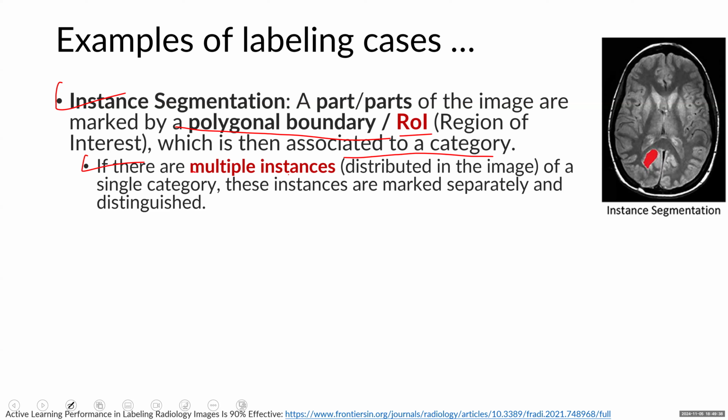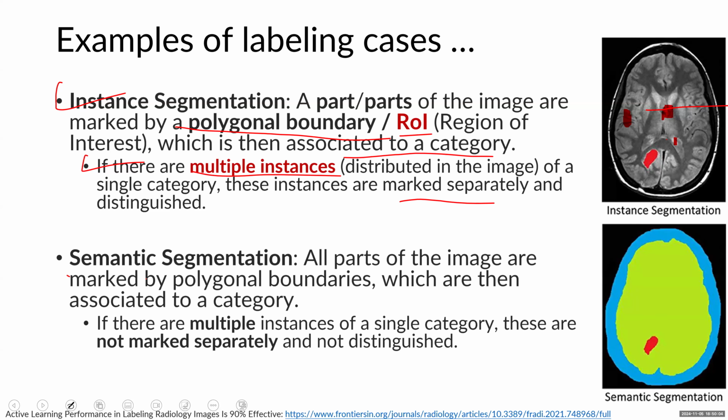So if there are multiple instances of a single category distributed in the image, then we mark them separately and distinguish them. For example, there is a small tumor, or there is another tumor and this is another one. It means that in multiple areas we are marking them. And semantic segmentation is another one, where all parts of the image are marked by polygonal boundaries, which are then associated to a category. So there are different ways we can do it. It depends on the AI algorithm you want to develop.